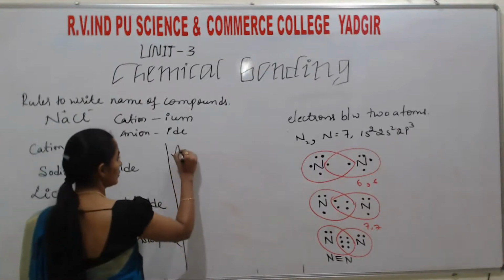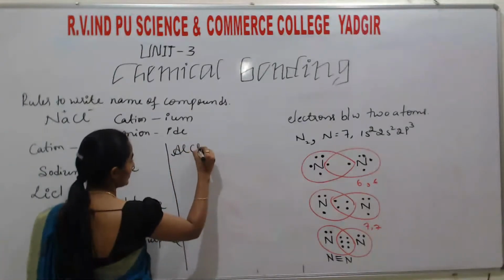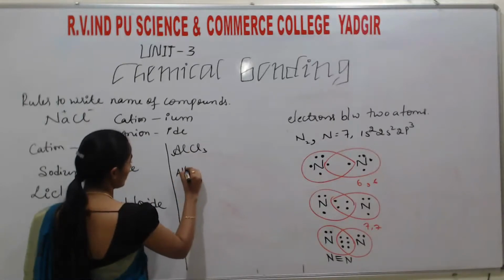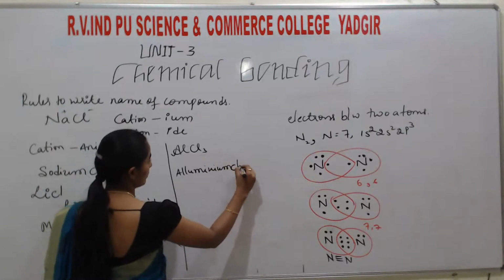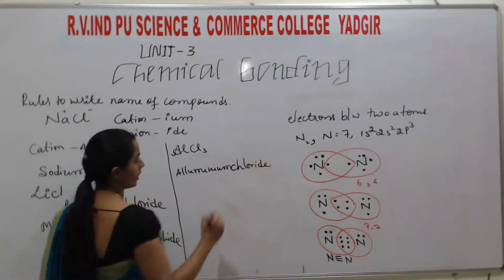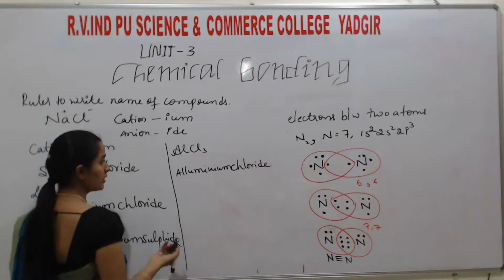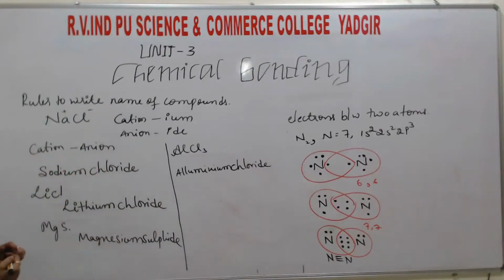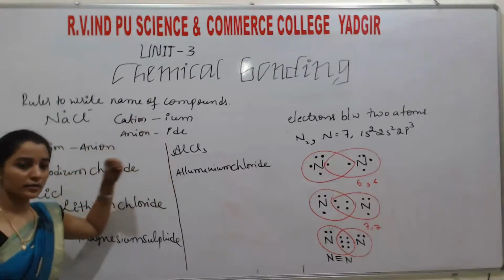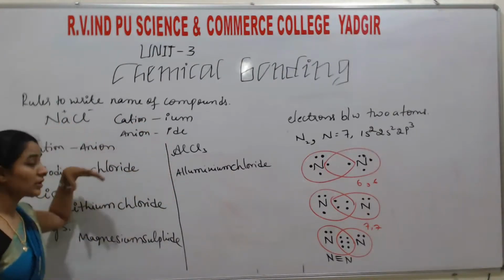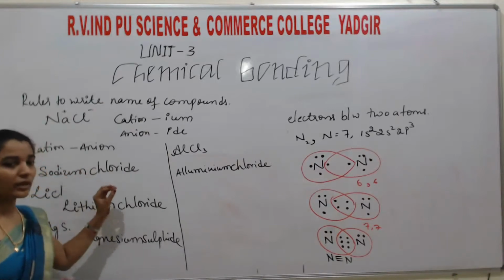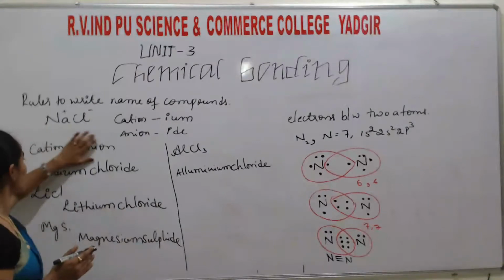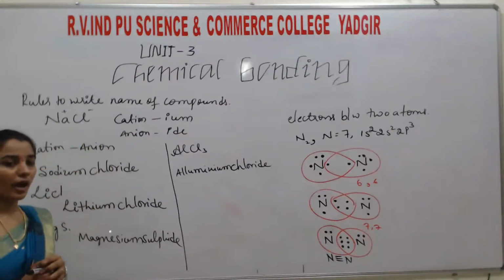Understood? Similarly, if you take AlCl3, that is aluminium chloride. Okay, so this is the way to write the name: cation first, followed by the anion. No matter whether it is a simple salt, complex salt, coordination compound or a double salt, always the rule is to write the cation first, followed by the anion.